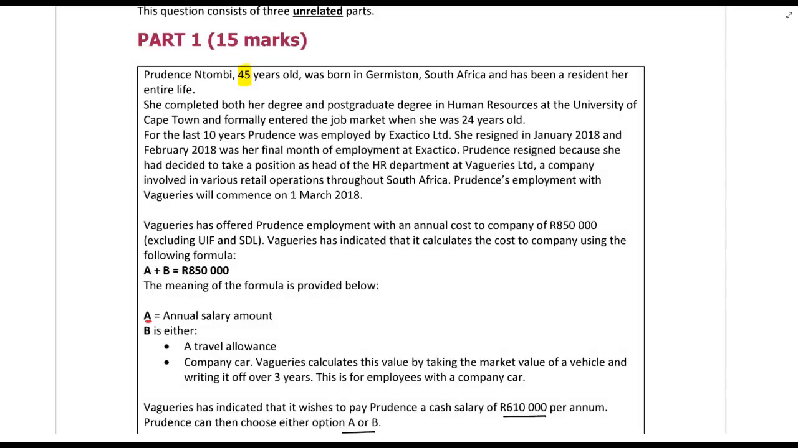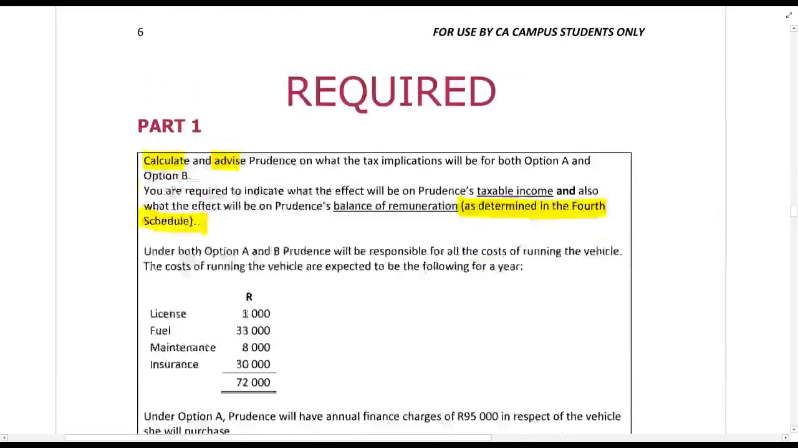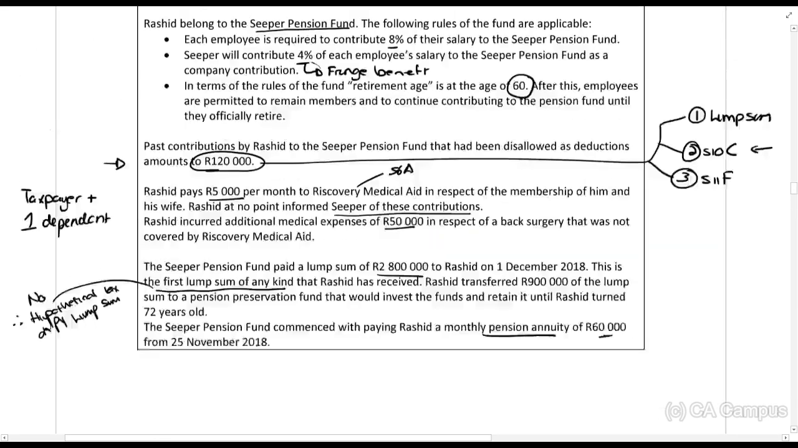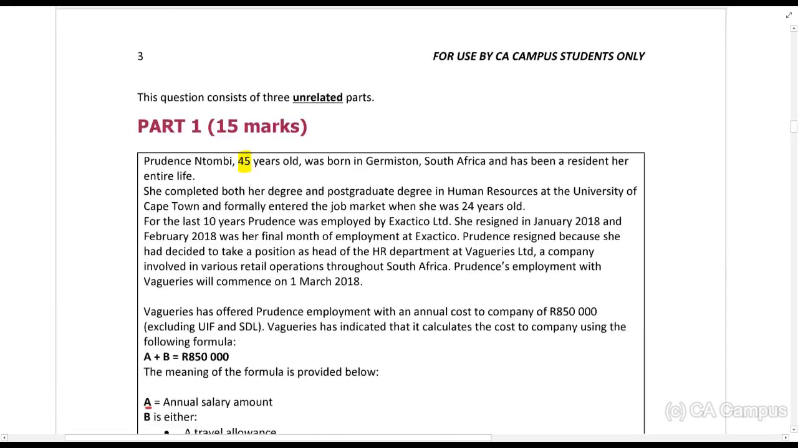And I might actually change it a little bit in your version, just to say, rather, that it should be calculate and advise Prudence on what option will be cheaper. Which option is cheaper? Which option results in the lowest amount of tax? That's basically what the focus is here. Okay.